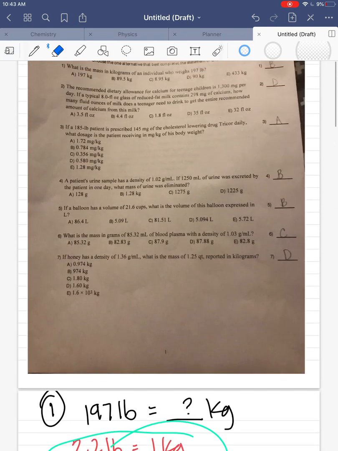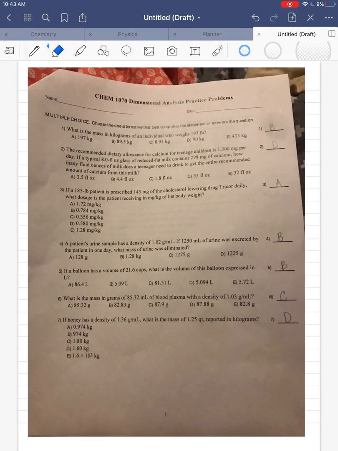All right, so let's work on the second one. The second one says the recommended dietary allowance of calcium for teenage children is 1,300 milligrams per day. If a typical 8 fluid ounce glass of reduced fat milk contains 298 milligrams of calcium, how many fluid ounces of milk does a teenager need to drink to get the entire recommended amount of calcium from this milk?